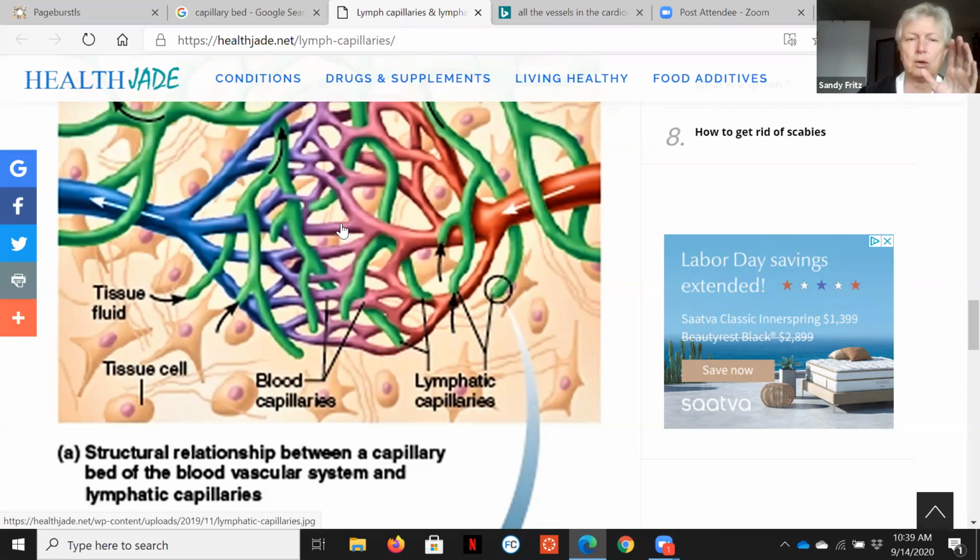oxygen can get out, and it picks up metabolic waste, and some of it goes right back in through the venous system. Some of it does not, though. And so all around these various cells is the interstitial space filled with interstitial fluid.